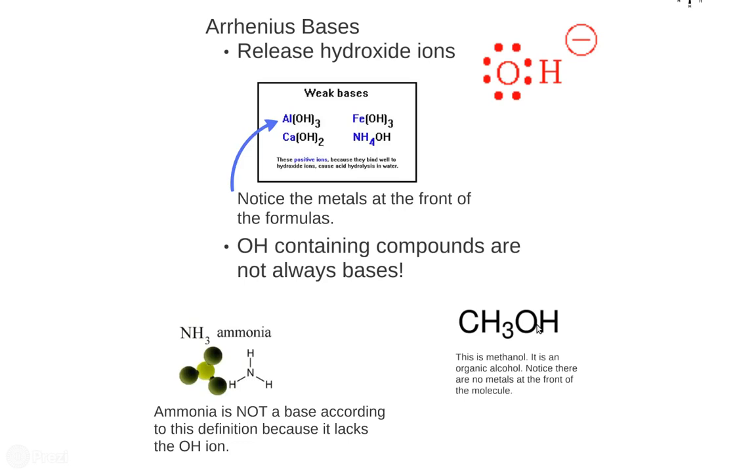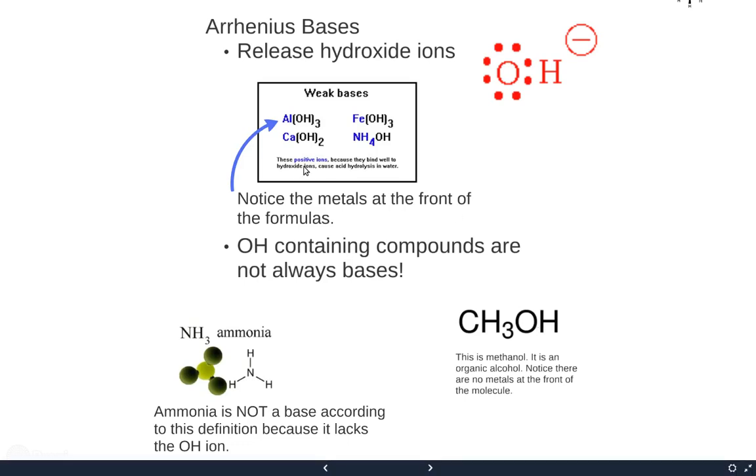So you say, well, what do I look for? You're mostly going to be looking for calcium, aluminum, iron. You're going to look for metals and then the OH. And ammonium is one of the exceptions you should remember. But metals and the OH are going to give you those strong bases.